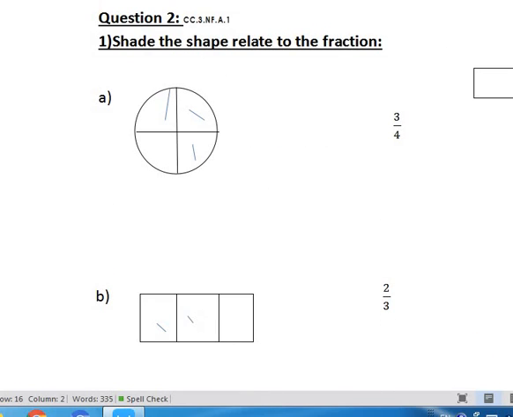Okay, and here shade the shape related to the fraction 3 out of 4. So I'm going to shade 3 parts out of 4. 3 is the numerator, the shaded part, and here the total, the denominator, down. Do you remember?